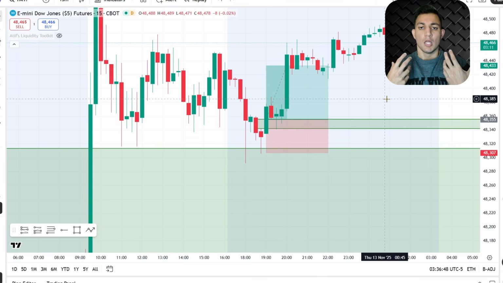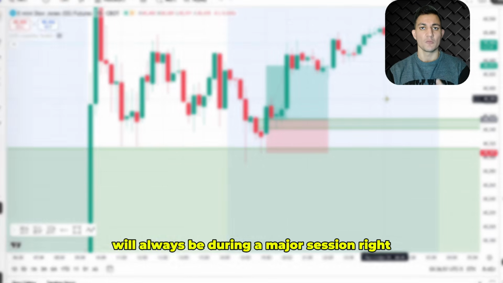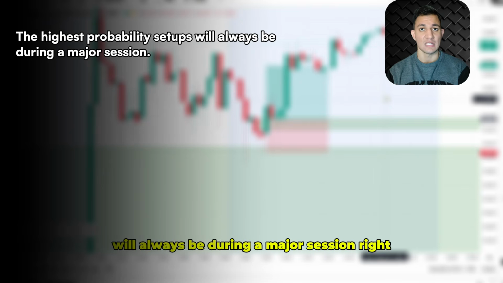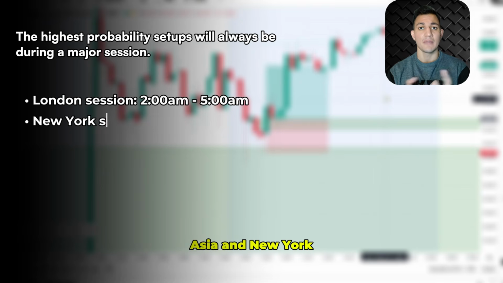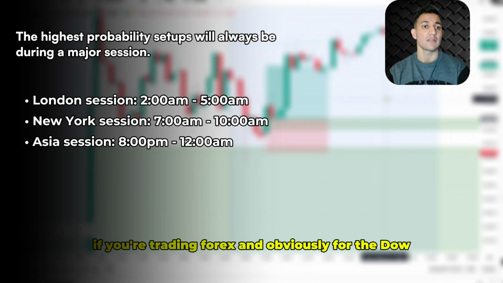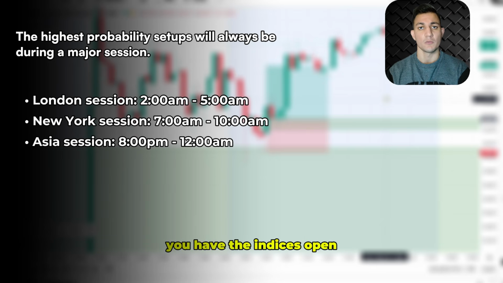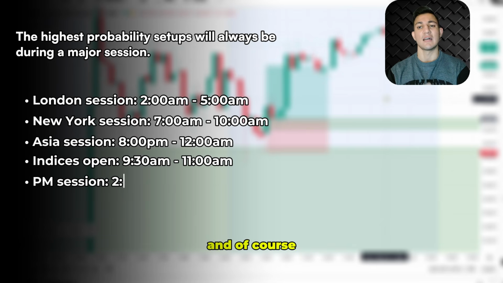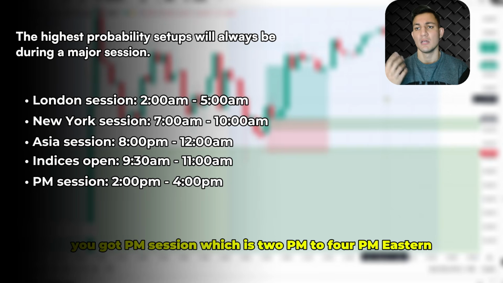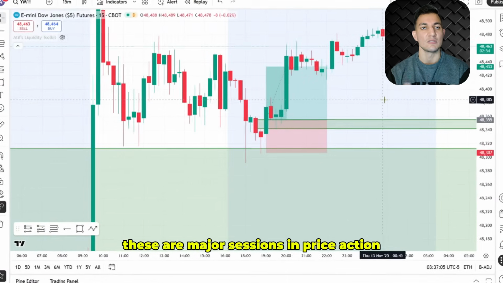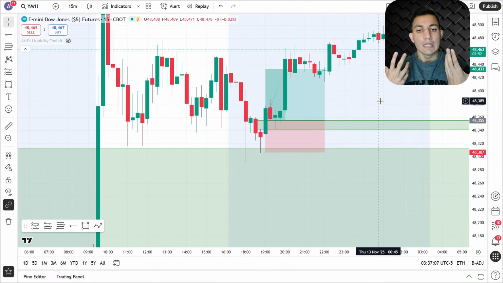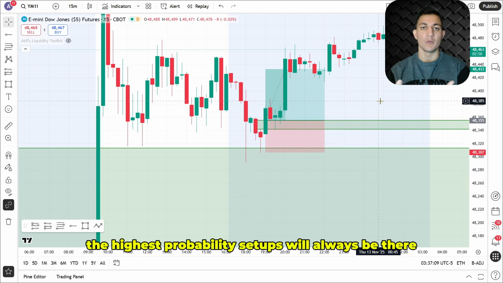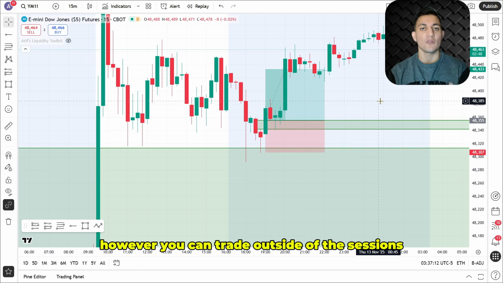The highest probability setups will always be during a major session, right? The major sessions are London, Asia, and New York if you're trading Forex. And obviously for the Dow, you have the indices open, which is 9:30 to 11 a.m. Eastern. And of course, you've got the PM session, which is 2 p.m. to 4 p.m. Eastern. These are major sessions in price action. The high probability setups will always be there. However, you can trade outside of the sessions.